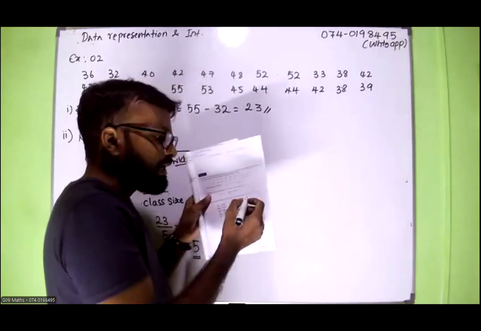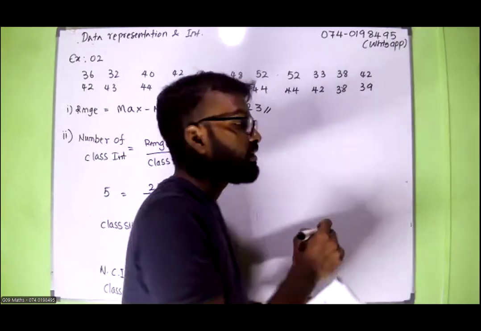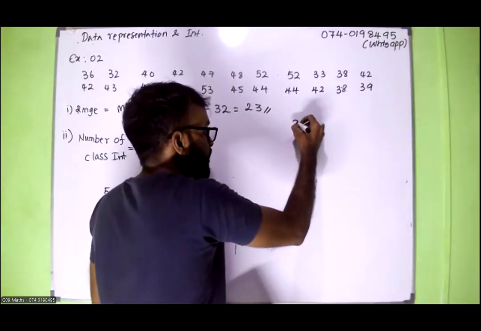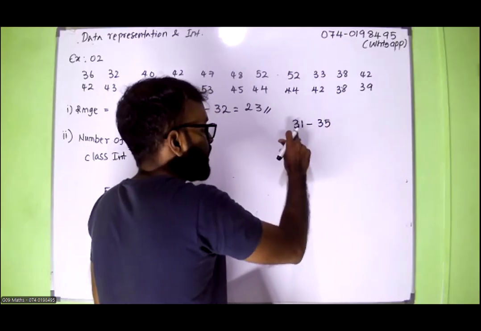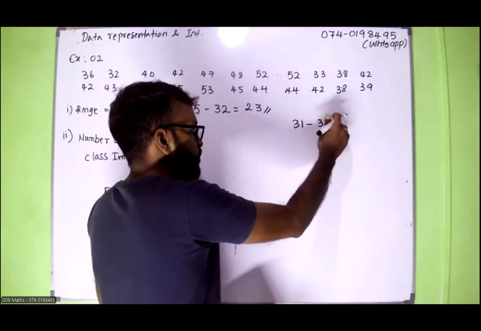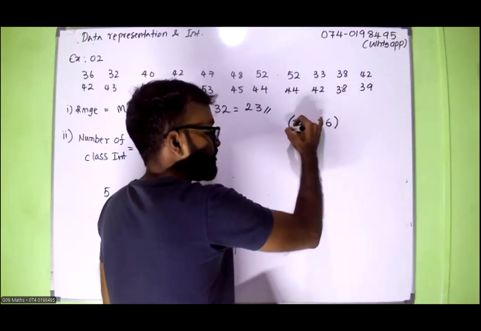So you have to correct it better. Inside the blanks, I have given 31 to 35, right? It should be 31 to 36. So this should be the first class interval.